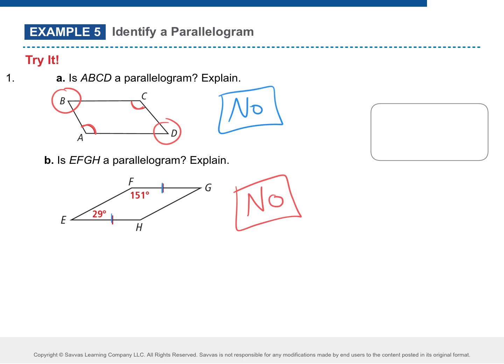Why did you guys say yes because of the angles? 29. Do they add up to 180? Okay, so yes, if I took 180 minus 29, I would get 151. I agree with that. But do I know anything about G or H? No. So can I say that this quadrilateral is a parallelogram? No, we do not have enough information. If it told me that this angle over here was 29, then do I have enough information? Yes. If it told me that these 2 sides are parallel to each other, do I have enough information? I do. Yep, I do.